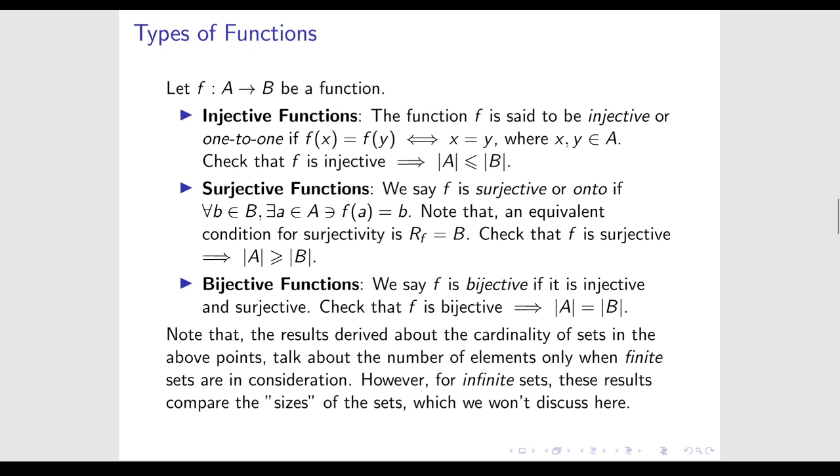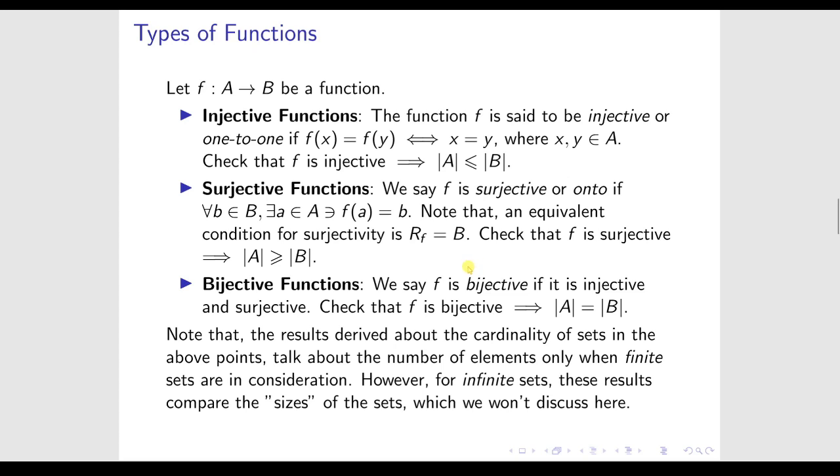Now surjective functions. We say f is surjective or onto if for all b in B there exists an a in A such that f(a) is equal to b. Note that an equivalent condition for surjectivity is that the range of f is equal to B. Check that if f is surjective, then the cardinality of A is greater than or equal to the cardinality of B.